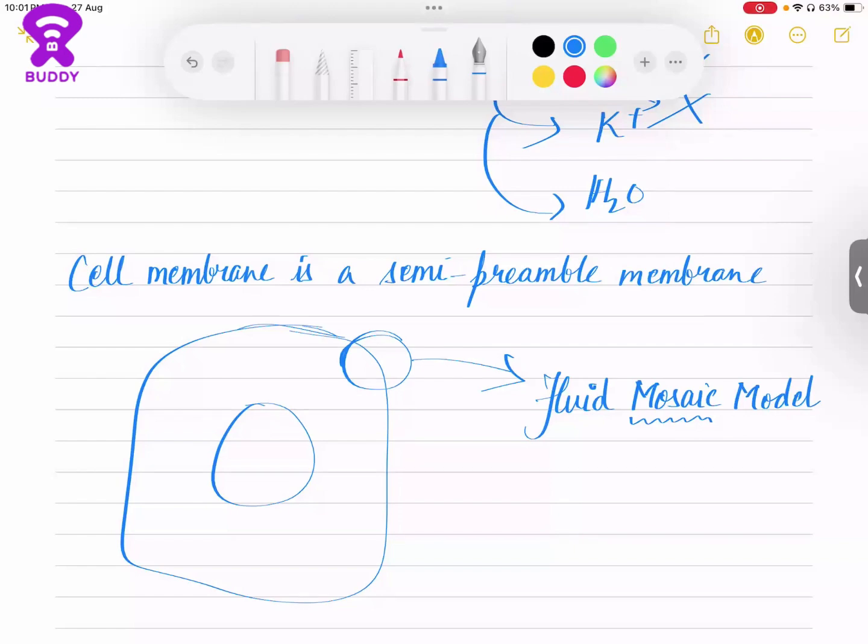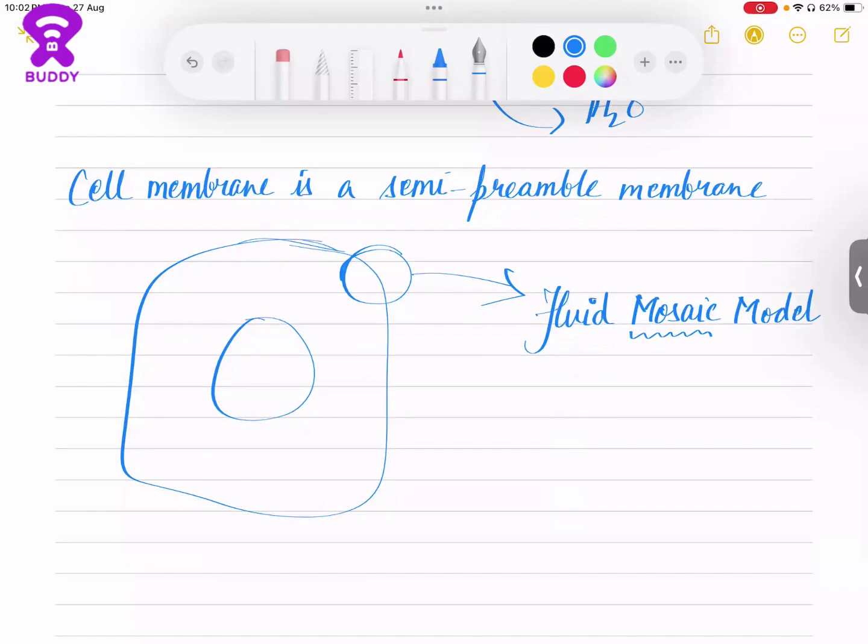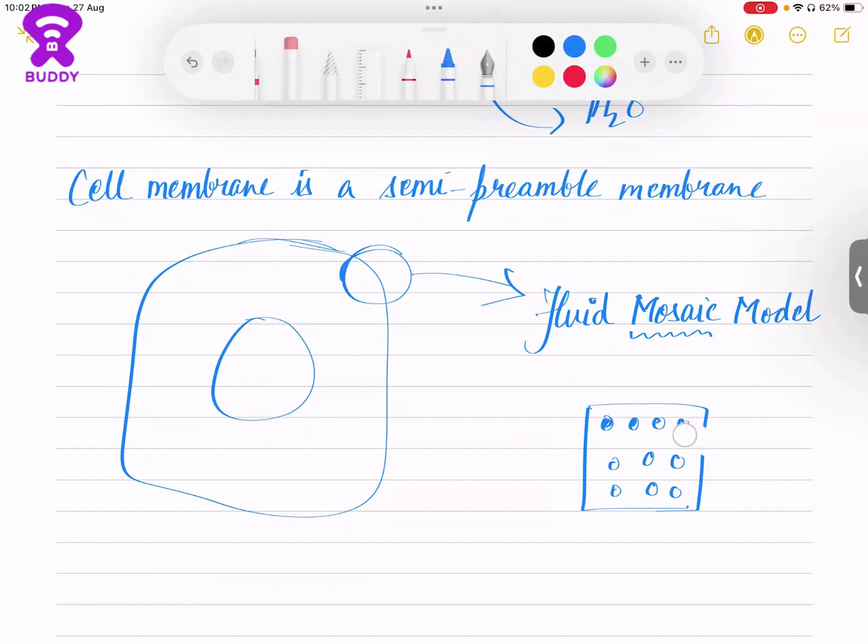Okay, so see, mosaic is some kind of flooring. Let me tell you, you have got a cement block, right? And now you put small stones here. When they grind this off, they come out as beautiful stones embedded in your floor. So that is called a mosaic. Now the fluid mosaic model is the most accepted model for the cell membrane.